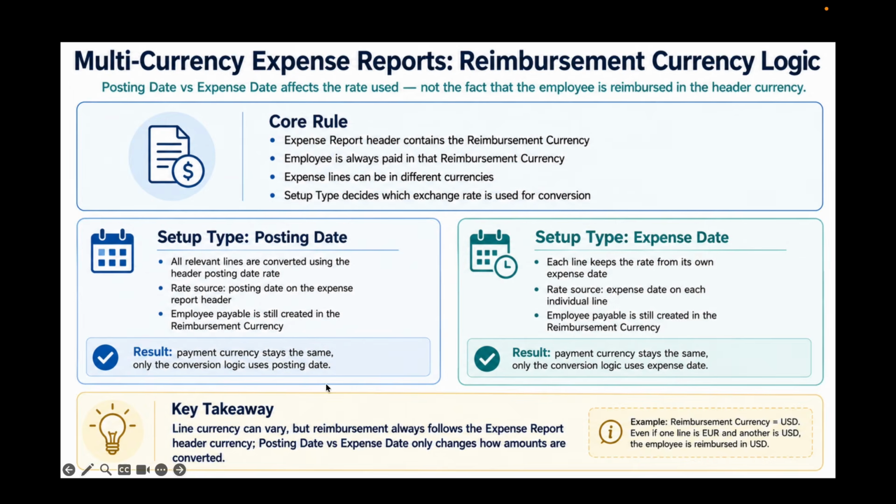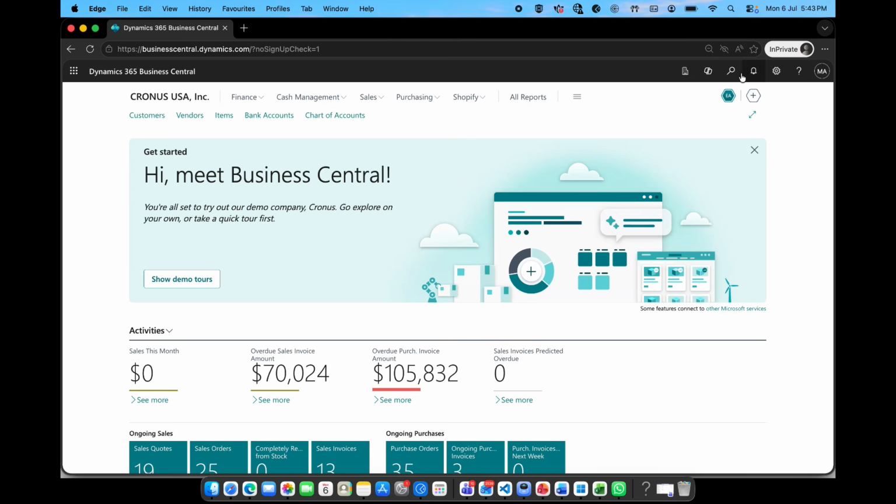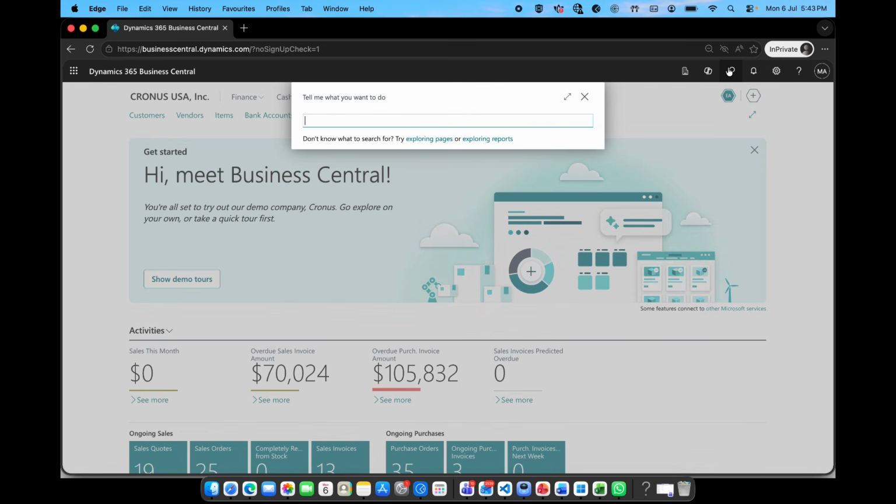Okay, so the key takeaways are: your lines can have different currencies, and there are some other things. You will always get reimbursed in your reimbursement currency. So let's take an example. I know it is slightly confusing, but it will make more sense if we take an example.